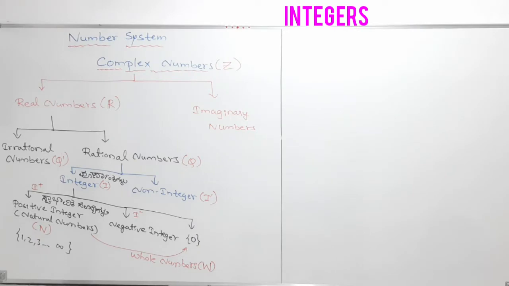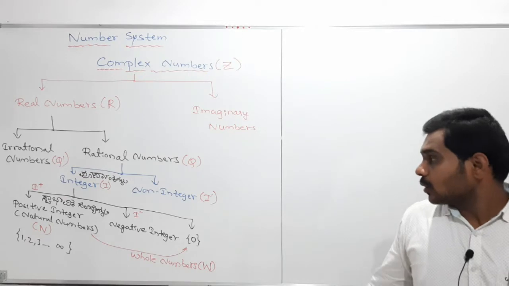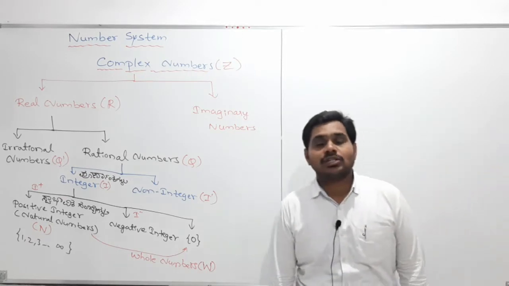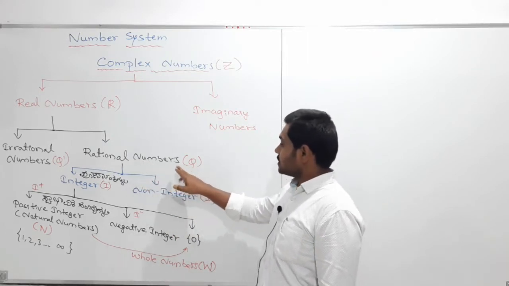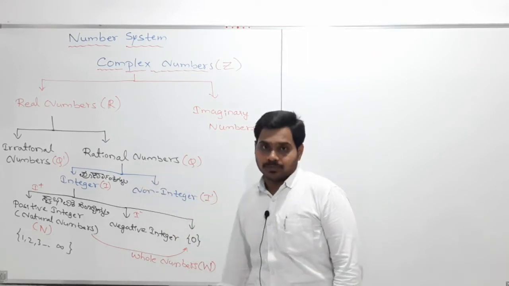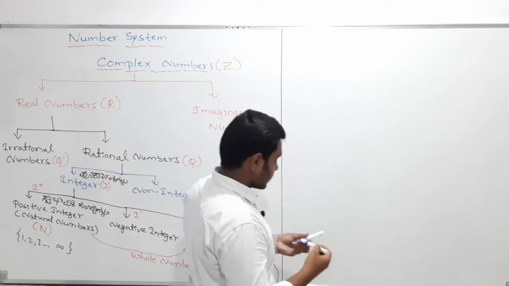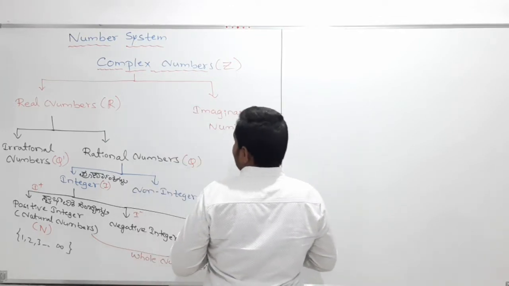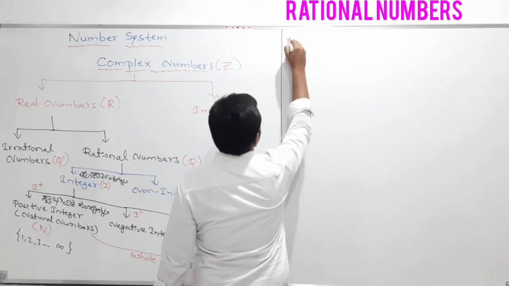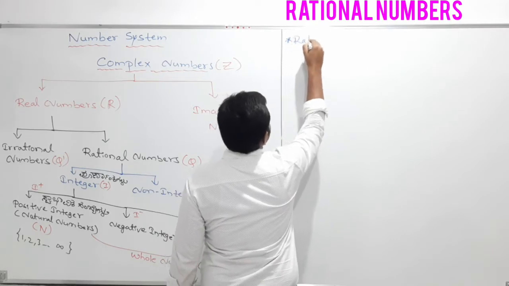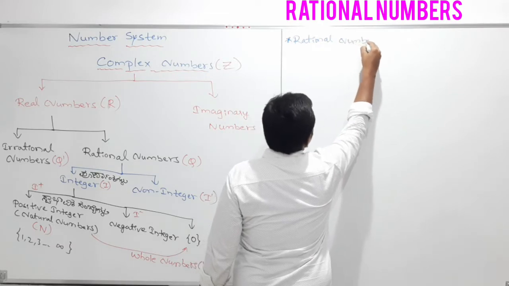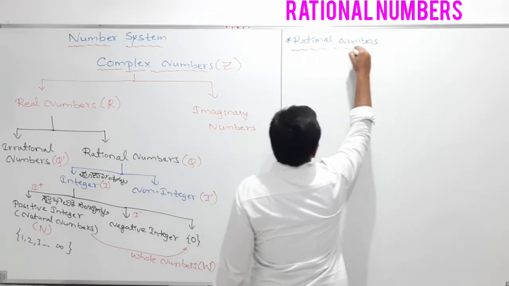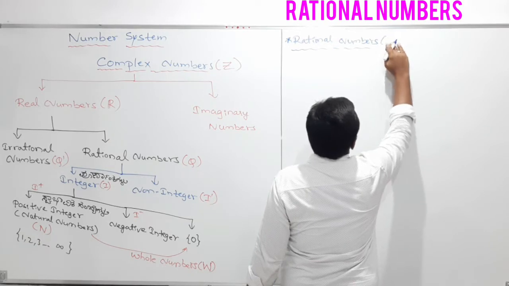Next we will discuss rational numbers. So what is meant by rational numbers? The definition we are now going to discuss. The symbol we can use for rational numbers is Q. Clear? So now, my dear students, I am going to define the rational numbers. As I told, the symbol for rational numbers is Q.